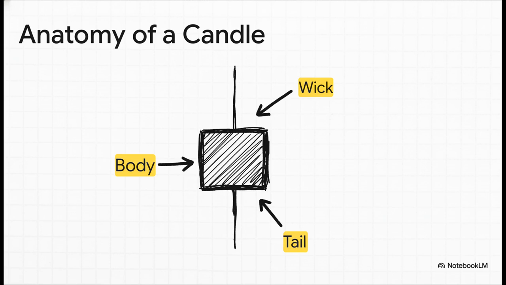And the shape itself gives us even more clues. That thick part is called the body. That shows you the main territory that was gained or lost between the open and the close. And those thin lines, we call them the wick and the tail, show the extremes, the absolute highest and lowest points that were reached during the fight before that final price was set.